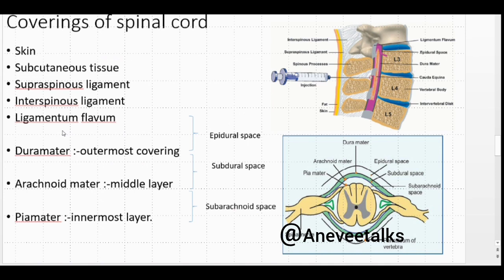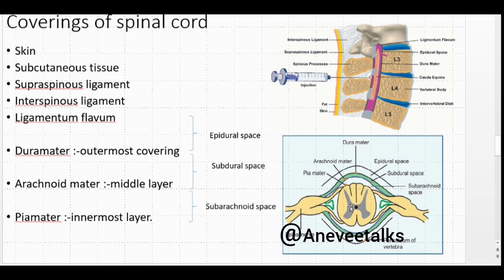They are the dura mater, which is the outermost covering, the arachnoid mater, which is the middle layer, and the pia mater, which is the innermost layer. It is tightly bound to the spinal cord.